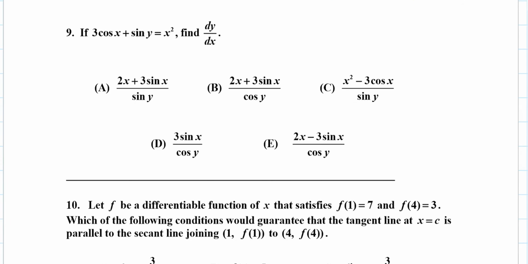Number 9, if 3 cosine of x plus the sine of y is equal to x squared, find dy over dx. Remember, this notation says take the derivative of the function with respect to the x variable. And I see a problem already because that is not an x, that's a y. So we're going to have to use our implicit differentiation to finish that. So we're going to start by taking the derivative of the entire function.